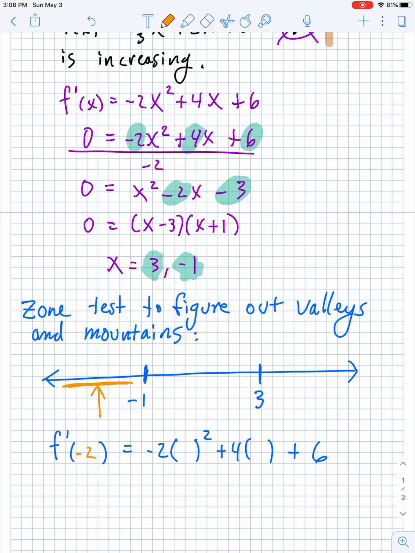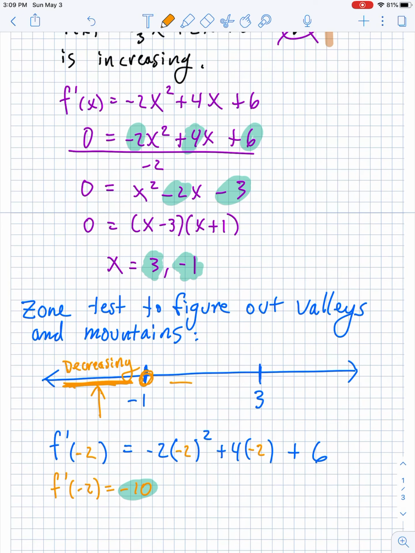So if I feed negative 2 into my slope machine, let me see, negative 2 squared is positive 4 times negative 2 is negative 8, minus 8 is negative 16, plus 6 is, I think, negative 10. So f prime of negative 2 is negative 10. The fact that this is negative, I don't even really care what the number is, but it's negative, which means that in this zone right here, the function is decreasing. Because the tangents have negative slopes, it's going downhill in that zone. Then I know that it bottoms out at negative 1.